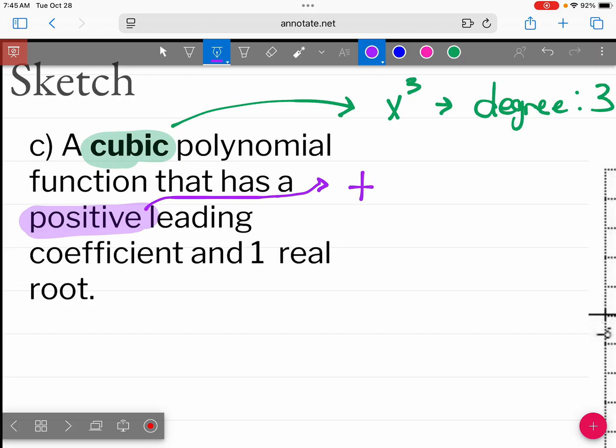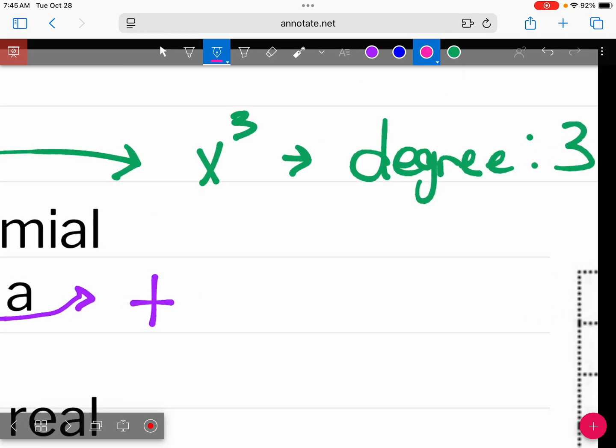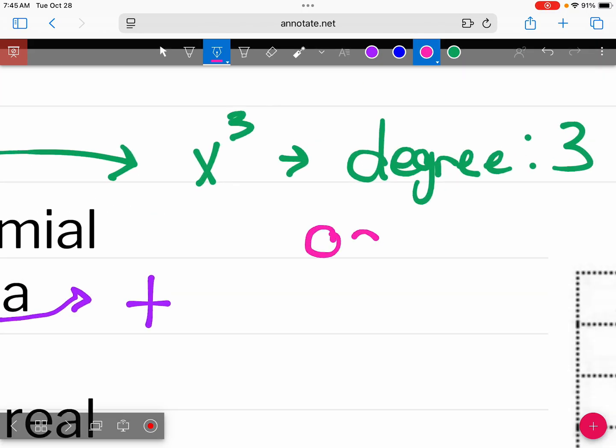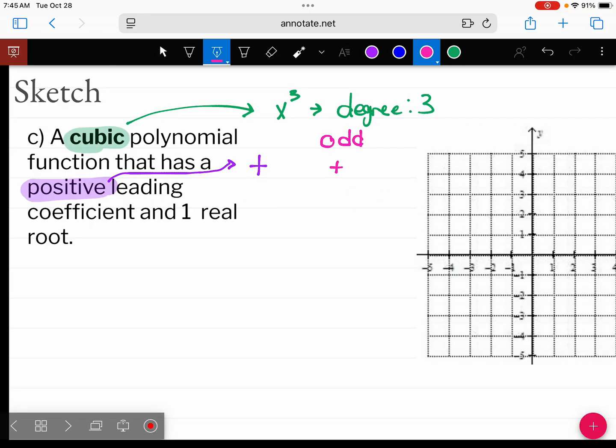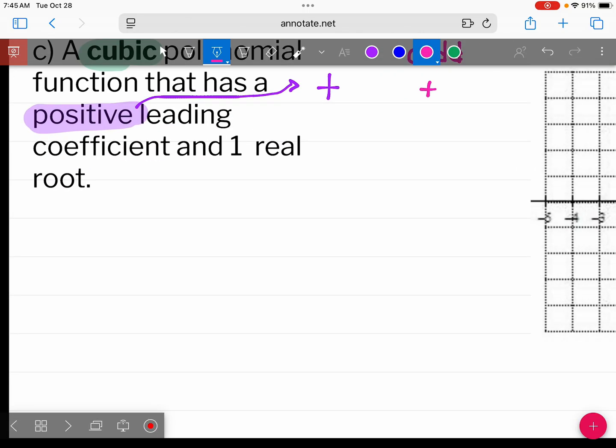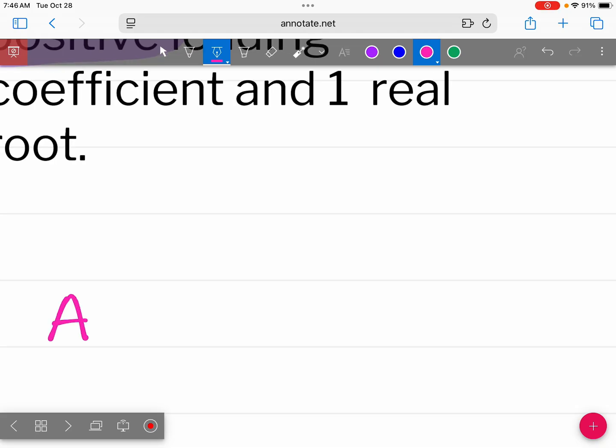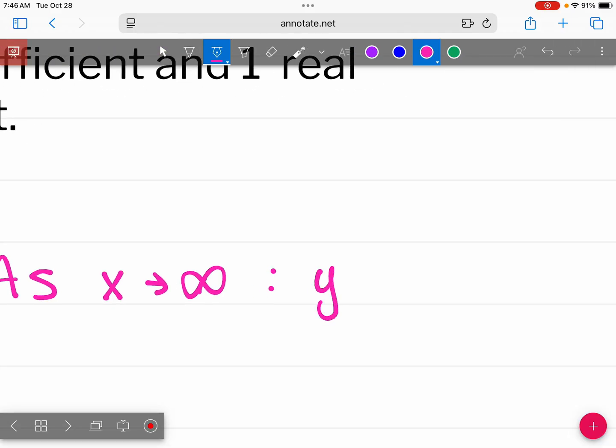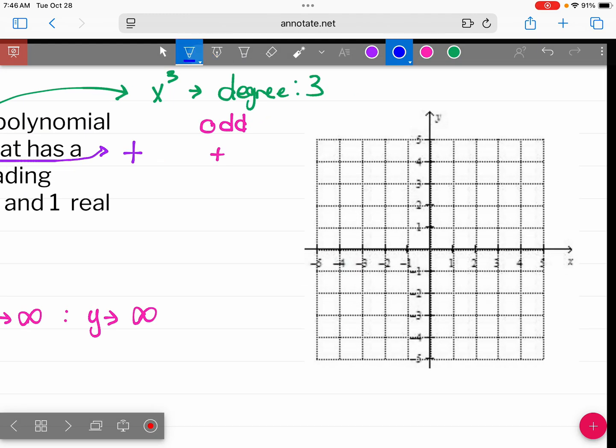So are we odd or even? Odd. And are we positive or negative? Odd and positive. That tells us about our end behavior. I know my right arrow is going to match that sign. So if we wrote this out as x approaches positive infinity, my right arrow, I know whatever my function is, my y is going to have that same sign, that positive infinity. My right arrow has to point up.